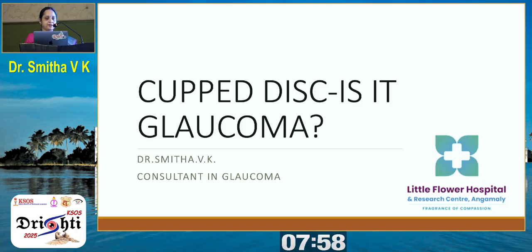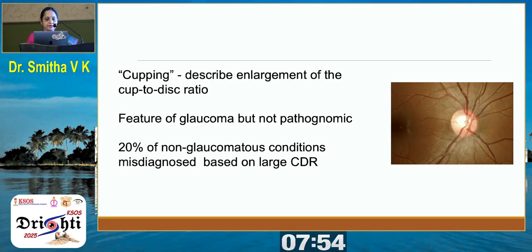My topic is cup disc ratio in glaucoma. Cupping is described as an enlargement of the cup to disc ratio. It's a well-known feature of glaucoma. Diagnosis is easy when the IOP is high and there is glaucomatous cupping, but it becomes a problem when the IOP is normal and there is cupping. 20% of non-glaucomatous conditions are misdiagnosed based on a large cup disc ratio.